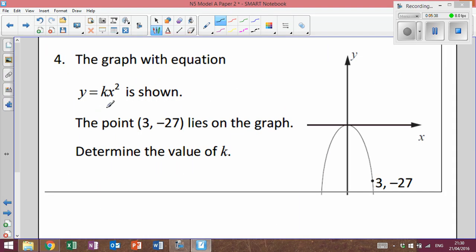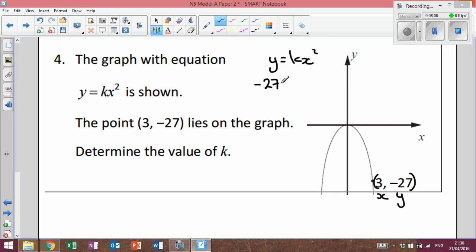Graph of the equation y equals kx squared. The point lies on the graph; determine the value of k. So we're looking for k here. That should have brackets around it because of the coordinate. If you're looking for k, we're looking for something that we can sub in for x and something that we can sub in for y. So we're just dealing with k as the unknown. Now we know we can always get an x and a y from a coordinate. So 3 is x and y is negative 27.